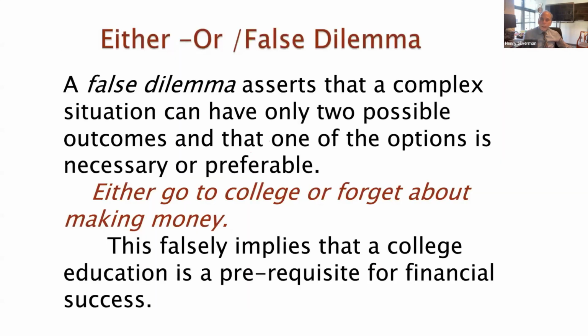Either-or, or false dilemma. A false dilemma asserts that a complex situation can have only two possible outcomes and that one of the options is necessary or preferable. Either go to college or forget about making money. This forcefully implies that a college education is a prerequisite for financial success. So this is an either-or dilemma.